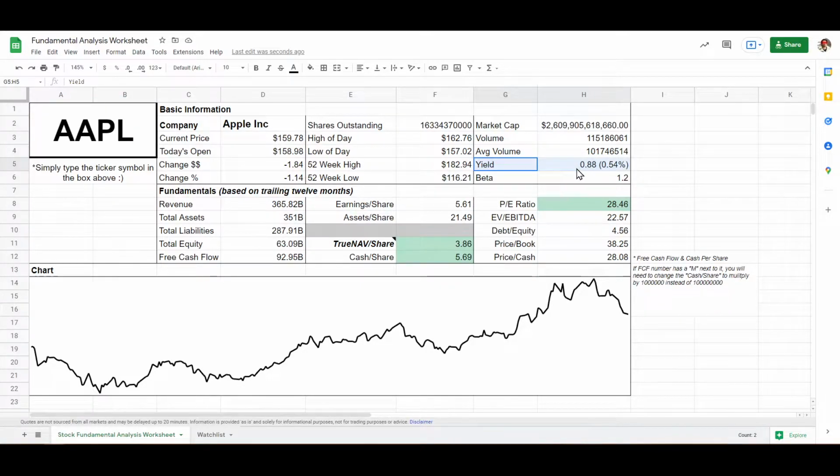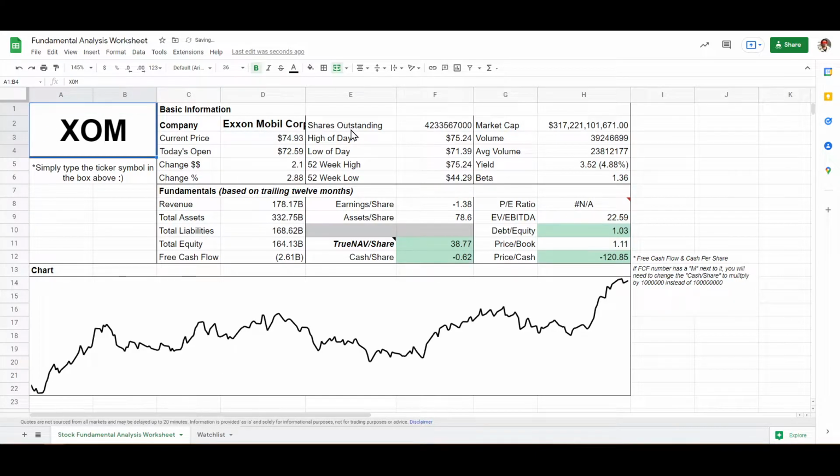And then you also have yield, which is the dividend if the company pays a dividend. And obviously different companies pay different size dividends. So if I put in XOM for ExxonMobil, you can actually see that they pay $3.52 per year as a dividend yield, which is 4.88%. So obviously what you would do is you would take that and divide it by 4 because they pay quarterly. And then that's what you would be making quarterly if you invested in that.